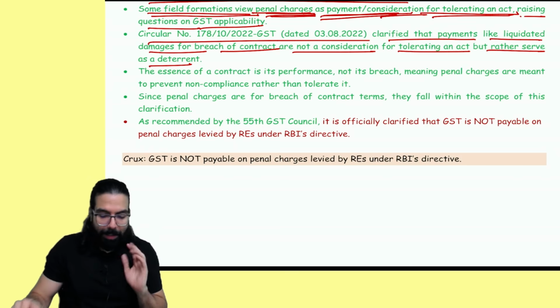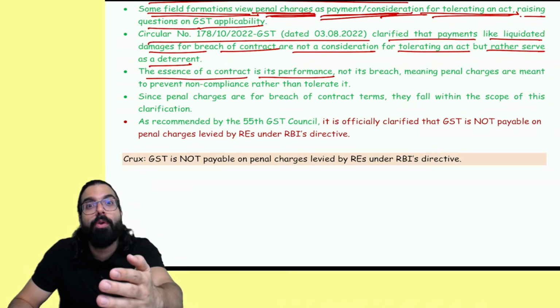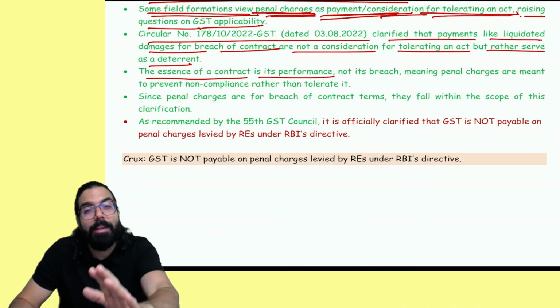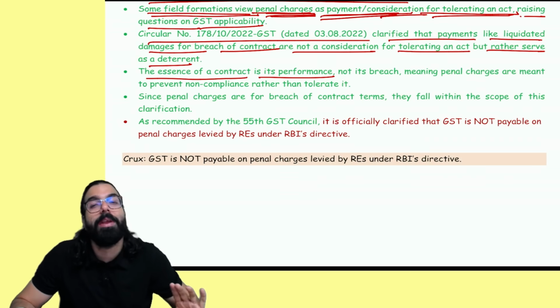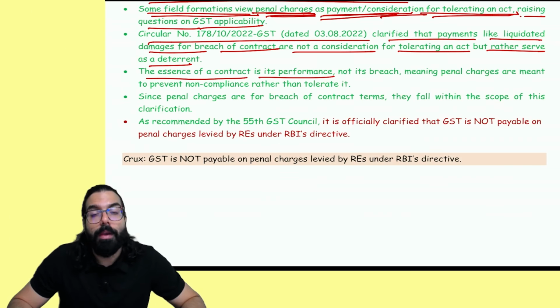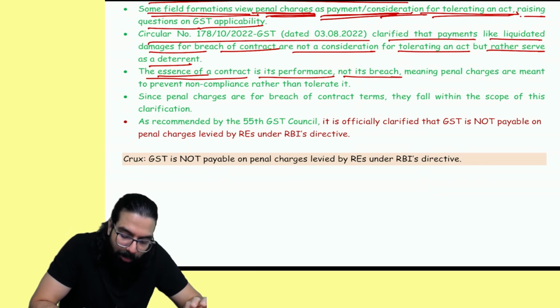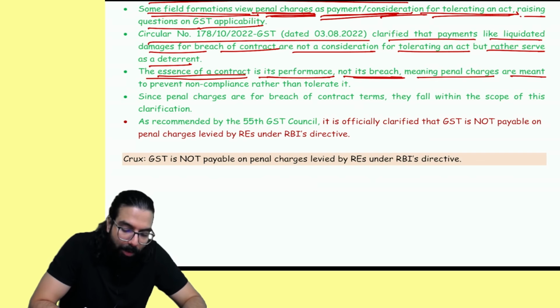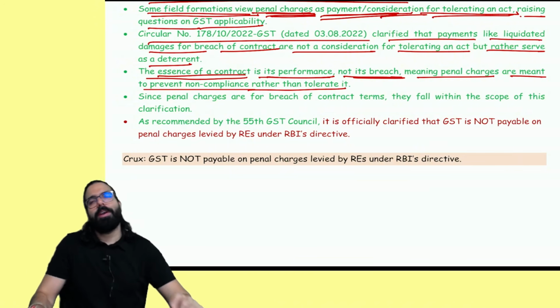No. Simple clarification came. The essence of a contract is its performance. The bank wants you to make the payment on time. That is why the bank told you, please make the payment on time. If you don't, we'll charge you penal charges. The essence of a contract is its performance, not its breach. Meaning penal charges are meant to prevent non-compliance rather than tolerating it.